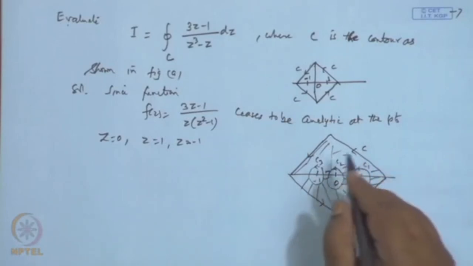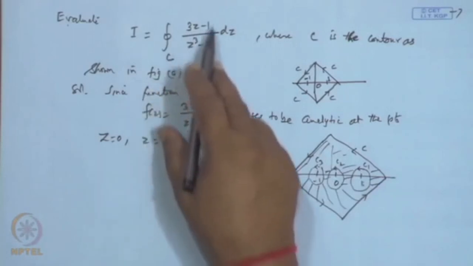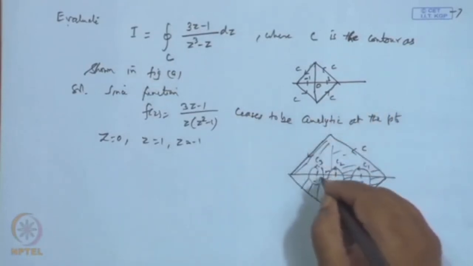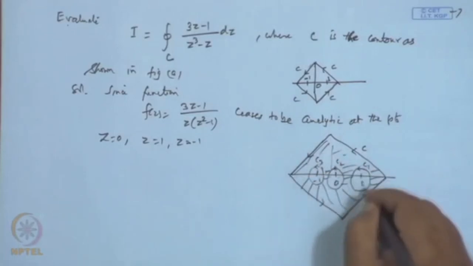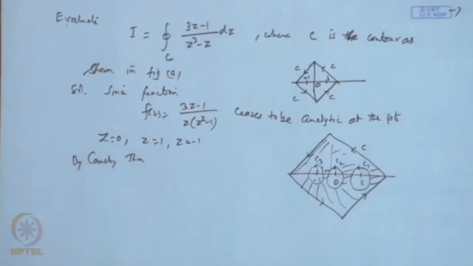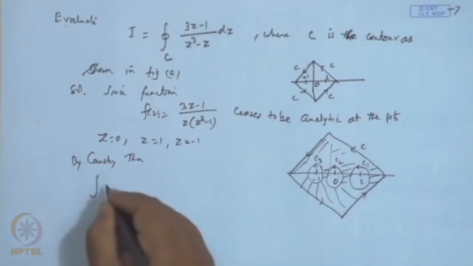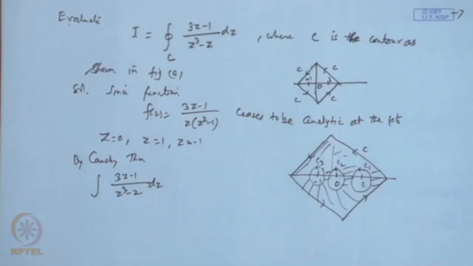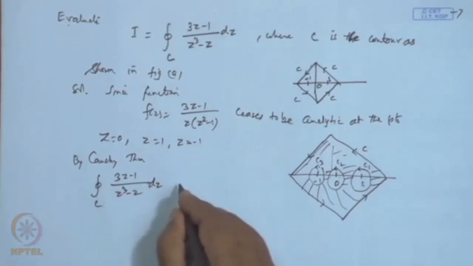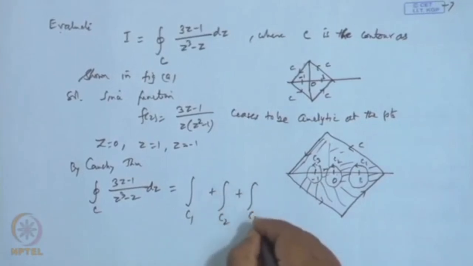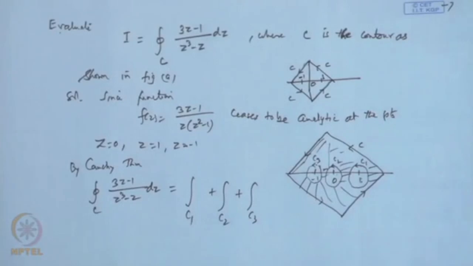So, by Cauchy theorem, the function f(z) = (3z - 1)/(z³ - z) is not analytic at these points, so if I remove these points, then the rest of the function is analytic. So, by Cauchy theorem, the value of the integral along the path C is the same as the value along C1 plus the value along C2 plus the value along C3, is it not? So we get this. Now, let us compute C1, C2, C3 separately.